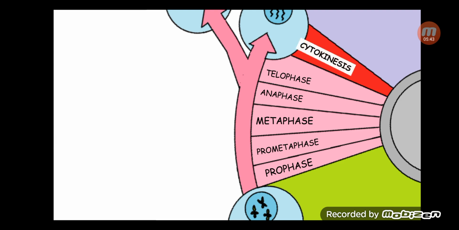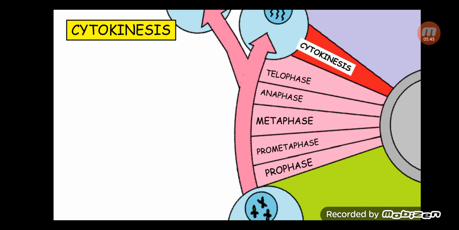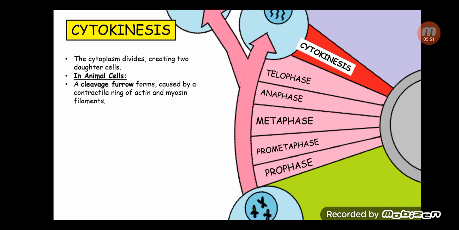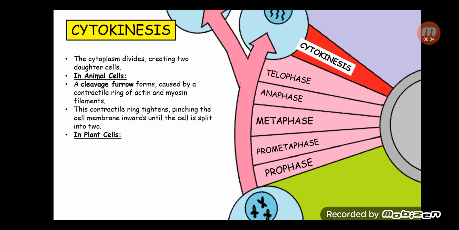And the next phase, the end phase of M phase, is cytokinesis. What happens there? The cytoplasm divides, creating two daughter cells. In animal cells, a cleavage furrow forms caused by a contractile ring of actin and myosin filaments. The contractile ring tightens, pinching the cell membrane inwards until the cell is split into two daughter cells.